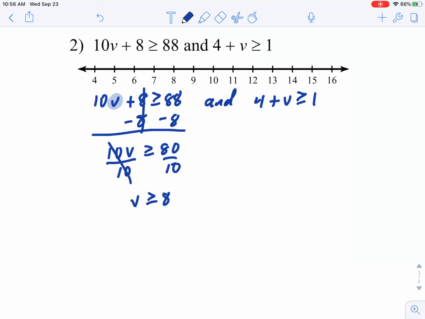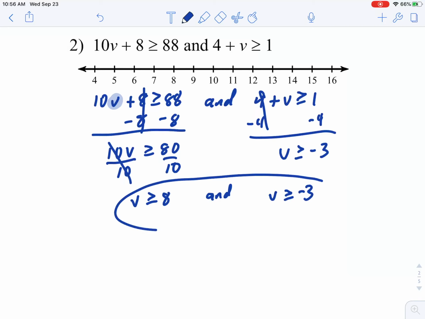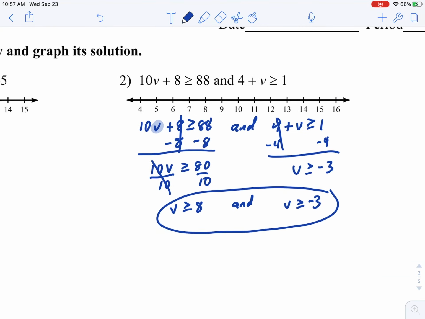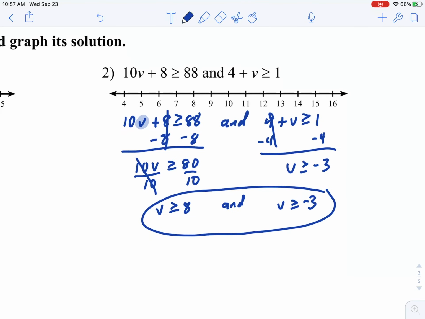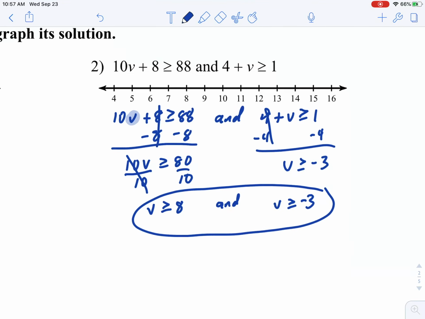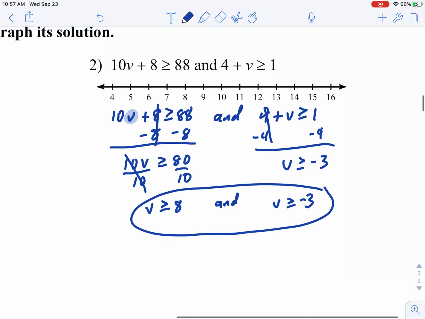So good, we got that. Bring down the word and. The second one, going to be pretty simple to isolate v. You just subtract 4. You get v is greater than or equal to negative 3. I'm going to write it down here, greater than or equal to negative 3. And so that's what we have. Now, v is greater than or equal to 8, and v is greater than or equal to negative 3.